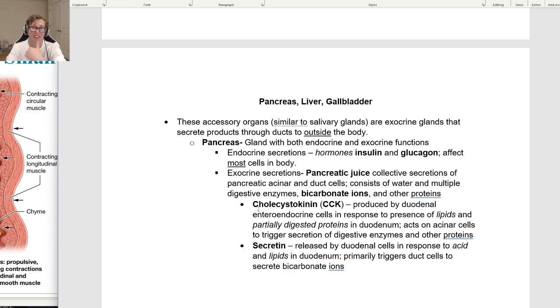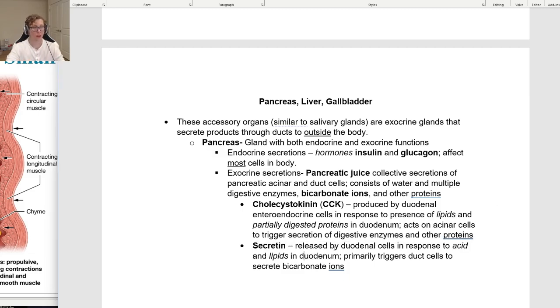Cholecystokinin, CCK, is produced by duodenal endocrine cells in response to the presence of lipids and partially digested proteins in the duodenum. It's going to act on the acinar cells to trigger the secretion of the digestive enzymes and proteins. What you need to know about this: CCK is produced when there are lipids and partially digested proteins in the duodenum.